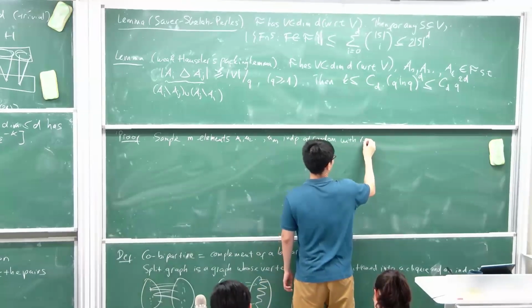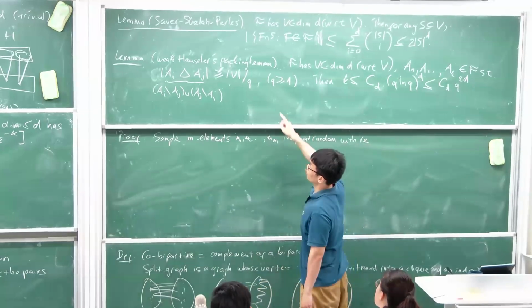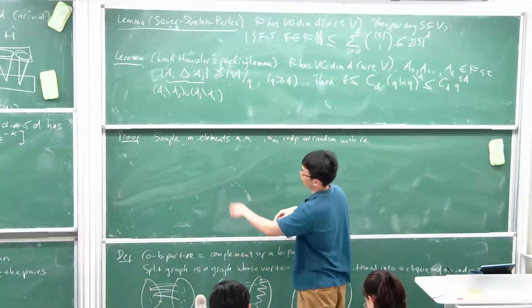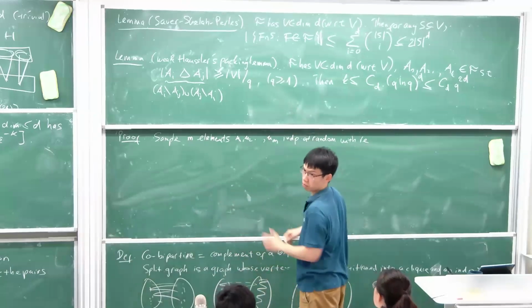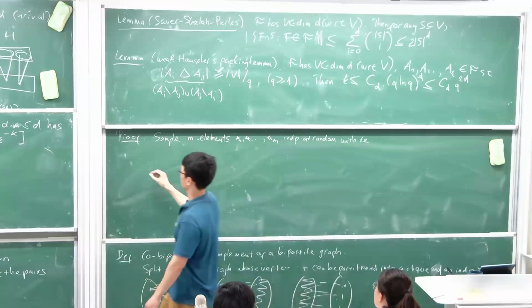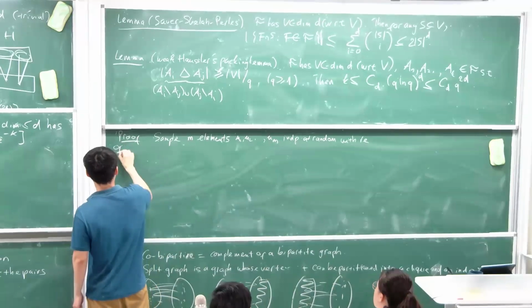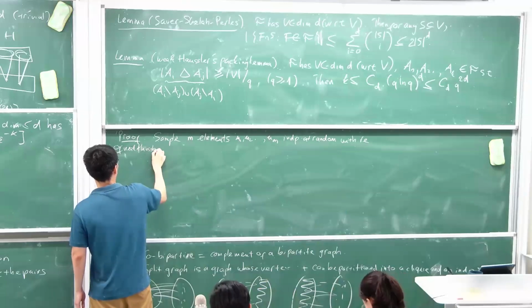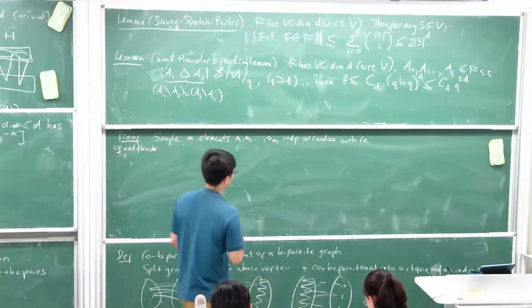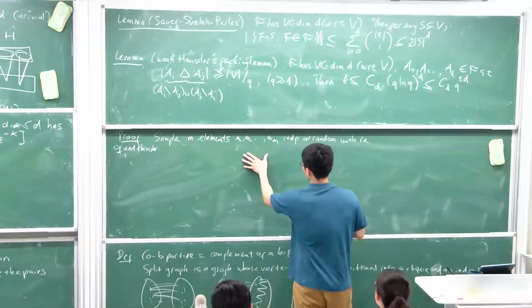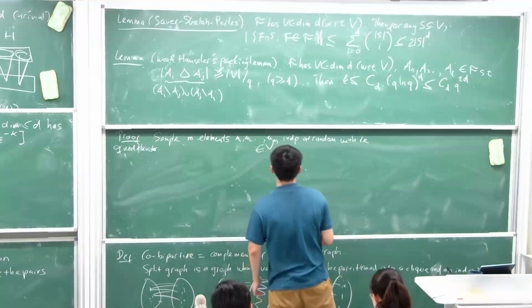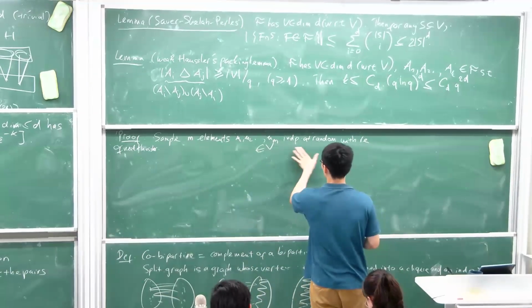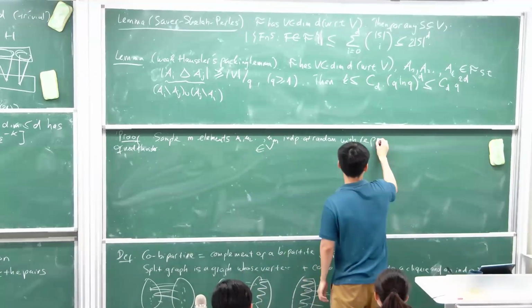Are you proving the regularity lemma? I'm proving this lemma first, and then I'm going to use this lemma to prove the theorem. So we're going to sample m elements from V, uniformly and independently at random with repetition.